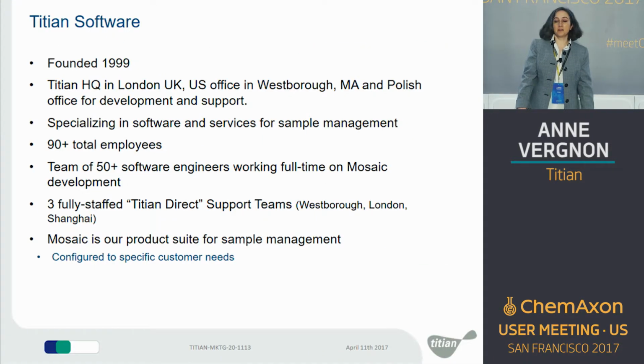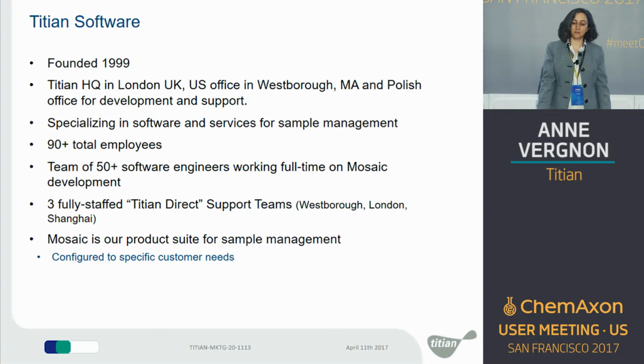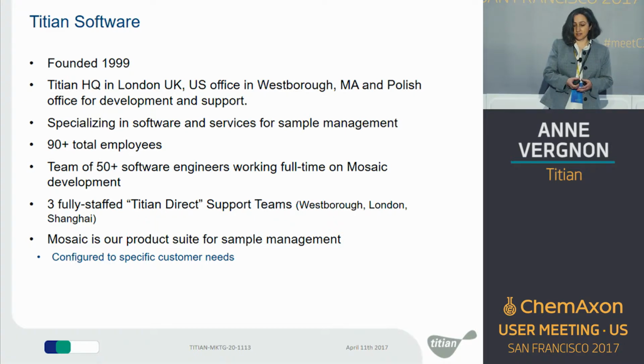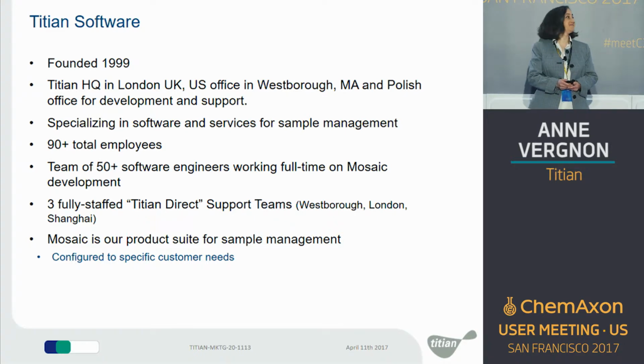So first, what is Titian Software? We were founded in '99. Our headquarters is in London, and we also have a US office in Westborough, Massachusetts, and another office in Poland. We specialize in sample management. We have about 90 plus employees now, and most of them are focused on Mosaic development. We also have support teams in London, the US, and Shanghai. Our product suite is called Mosaic, and I will talk a little bit more about that.